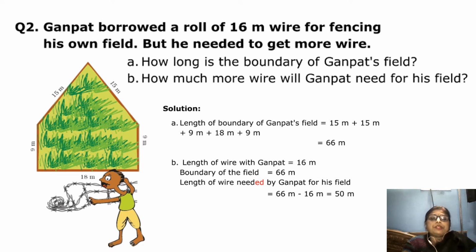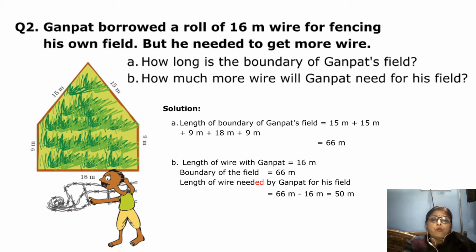Students, your next question is, Ganpat borrowed a roll of 60 meter wire for fencing his own field, but he needed to get more wire. How long is the boundary of Ganpat's field and how much more wire will Ganpat need for his field? Again, the measurement of the boundary is given here. So first you find out the length of the boundary of Ganpat's field, that is equal to 66 meter.